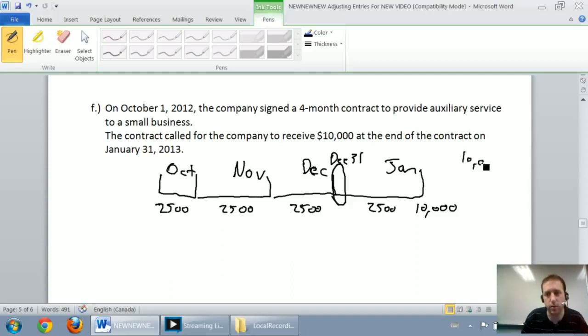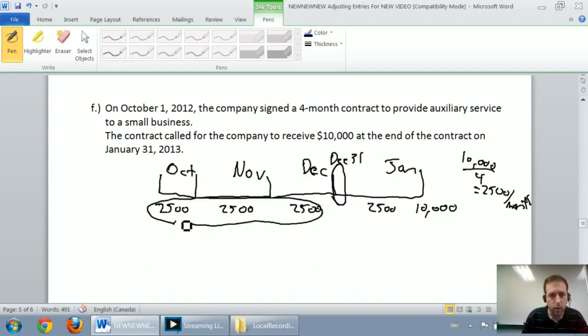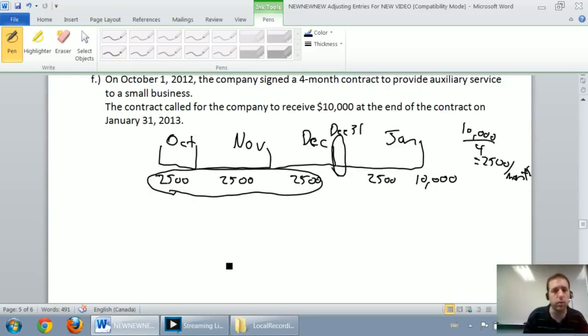And the way I got that was I just said, okay, $10,000 over 4 months means I earn $2,500 per month. So if I've earned for October, November, December, and today's December 31st, I've earned $7,500. I've earned $7,500 for which I haven't been paid. So I've got to record a journal entry for that fact.